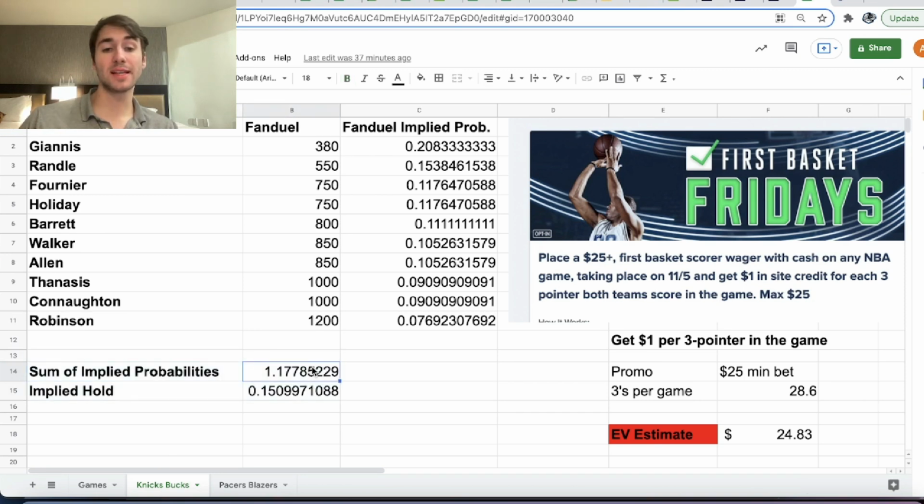What this number means is if you were betting on every single player to win $100, you would have to bet $117.78. So you would have to bet roughly $118 total just to get your 100 back. Then we can use the implied hold percentage formula: 1 minus 1 over this. And we see that this market has a hold of 15.1%. That is a very high hold percentage.